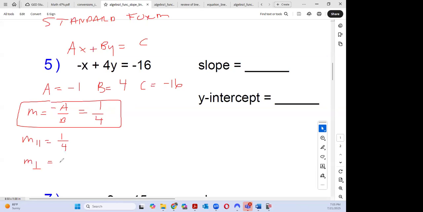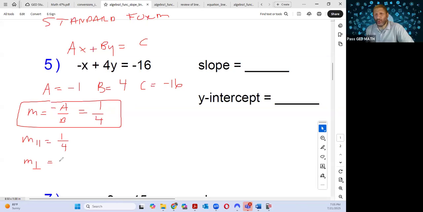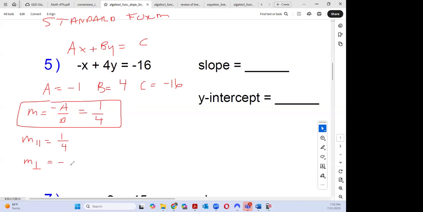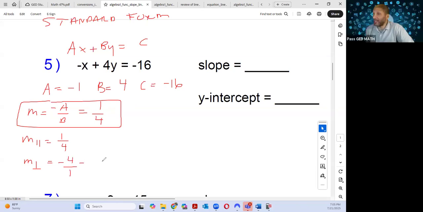It would be 4/1. What kind of 4? Negative. Change the sign and flip. You gotta say it. Define the slope of the perpendicular line, I got to change the sign and flip. You got to keep saying it.